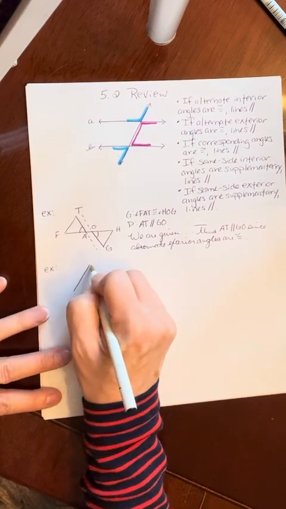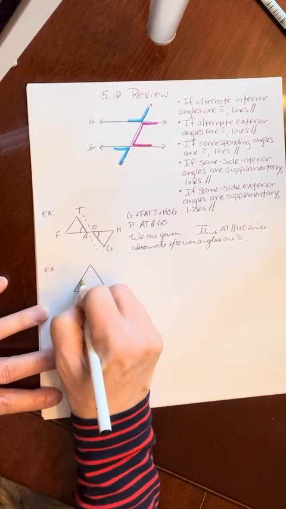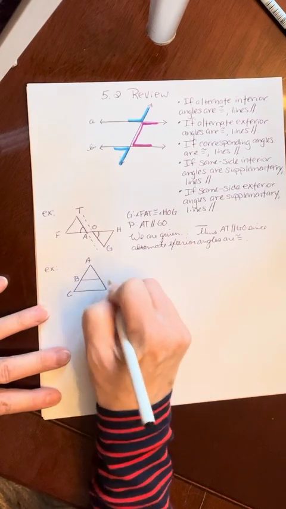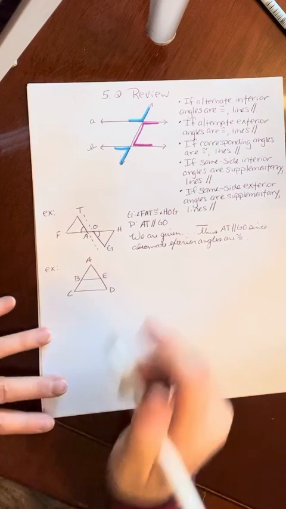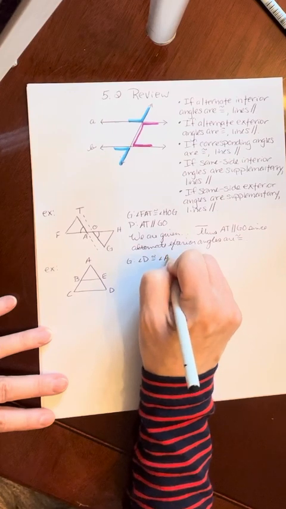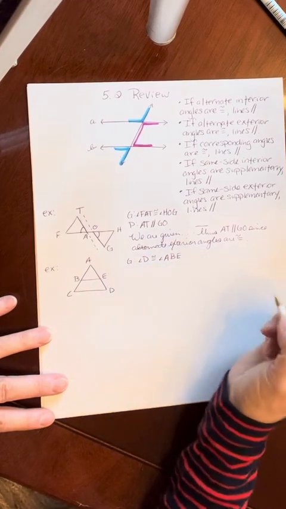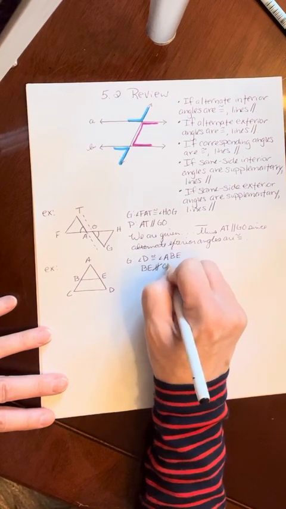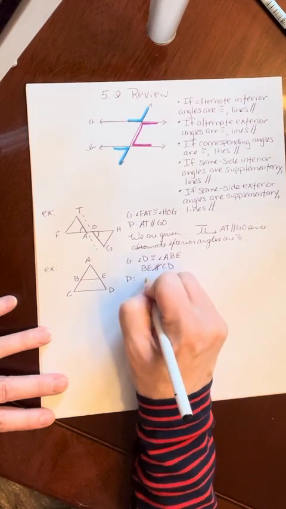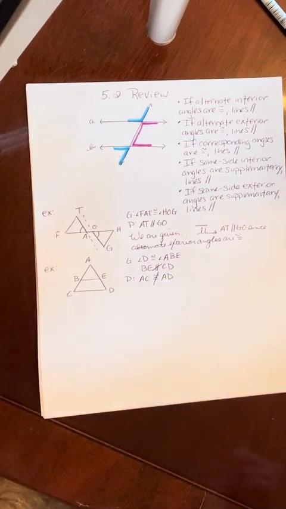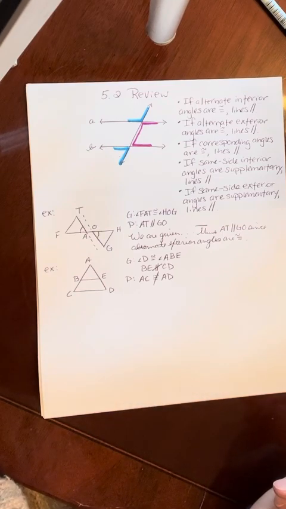So we had this picture of a triangle with a line inside of it. This is triangle ACD, and we have these other points here. And then you're given that angle D is congruent to angle ABE, and BE is not parallel to CD. And you're going to prove that AC is not congruent to AD. So this was what we called an indirect proof. I think y'all liked doing these because they were kind of fun.